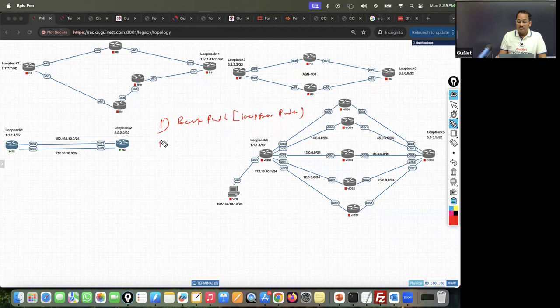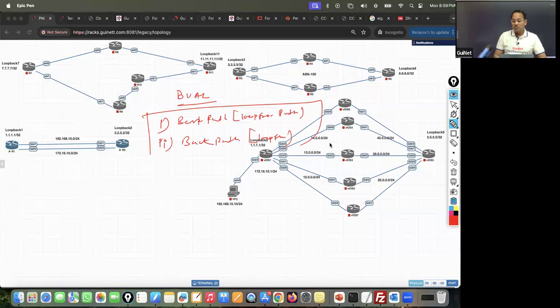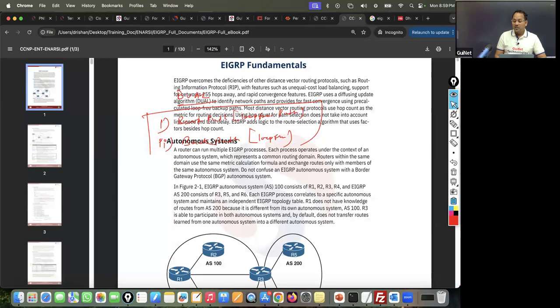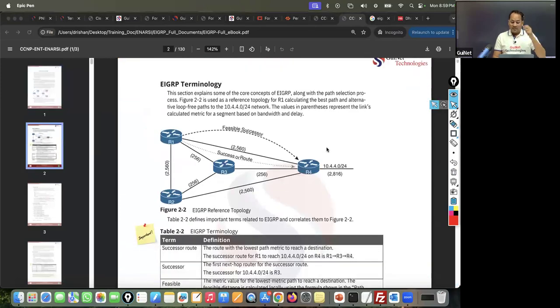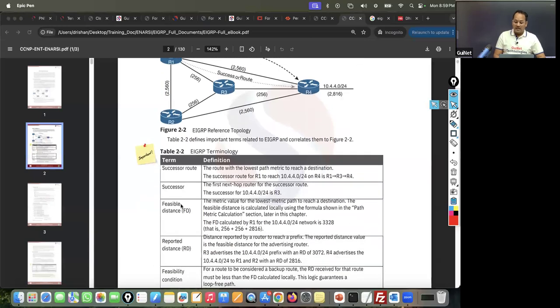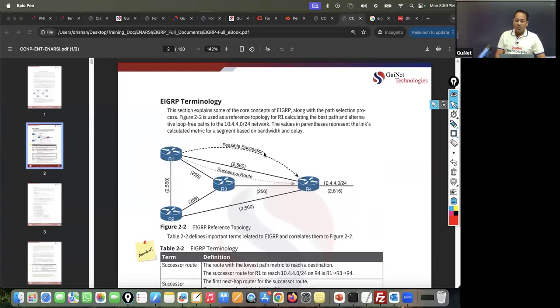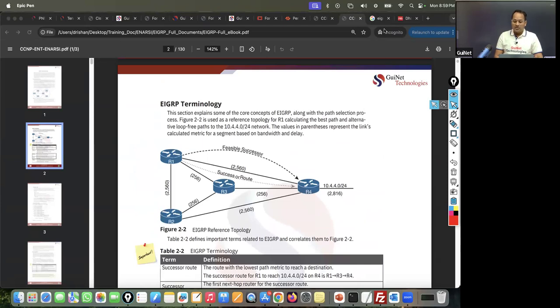But at the same time, this DUAL is going to be used to select one backup path. Also, this is going to be loop free. So this DUAL is going to do all your job of calculating the best path and non-best path. I hope this much is clear to everyone. So you are going to find this successor. I'll discuss that. But I hope we understand the DUAL algorithm concept at least.